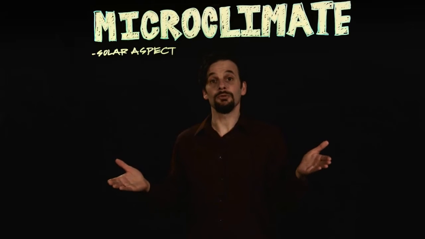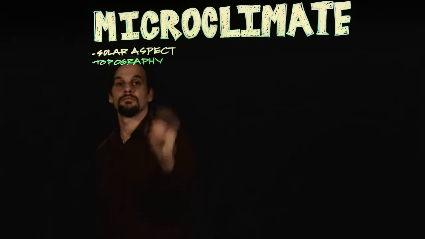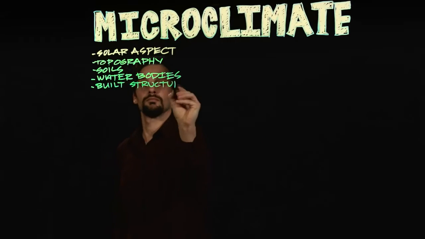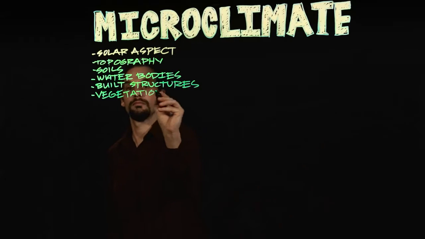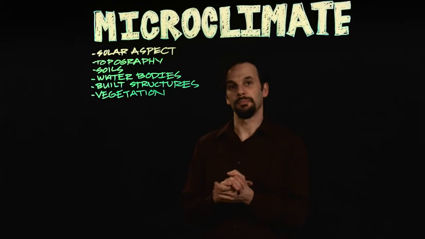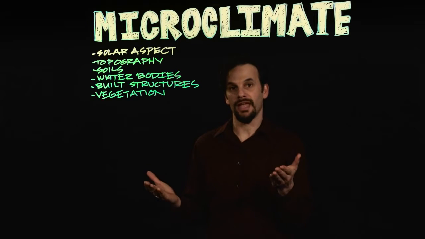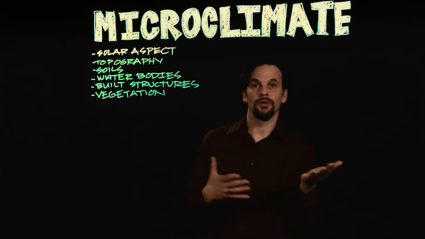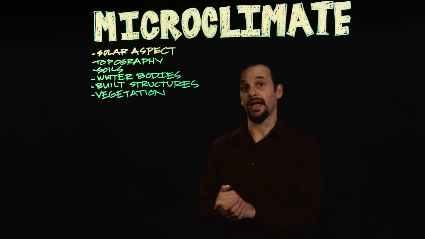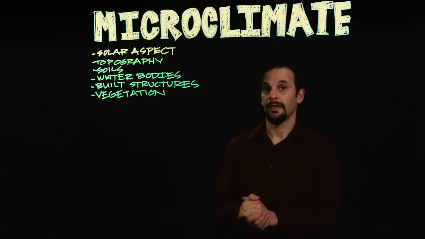Some things that may determine a microclimate are solar aspect, topography, soils, water bodies, built structures, and vegetation. Understanding microclimates is really important when it's time to place plants, so we can take best advantage of the heat, cold, protection, moisture, dryness, or whatever that microclimate provides that a plant species likes.